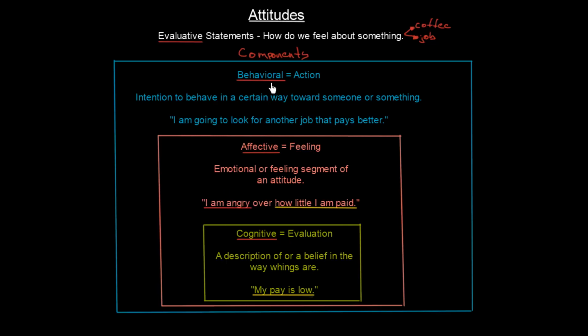Finally, we have the behavioral component. This is action, intention to behave in a certain way towards someone or something. So we know that my pay is low and I am angry over how little I am paid. So I am going to look for another job. That is the action. That is our intention to behave. And as you can see, all of these three components have, after all, constructed our attitude, which is some sort of an evaluative statement saying how I feel about my salary.